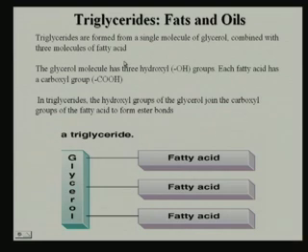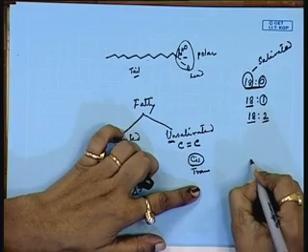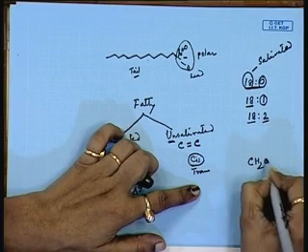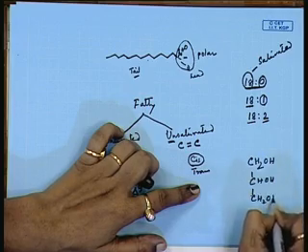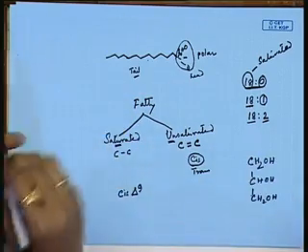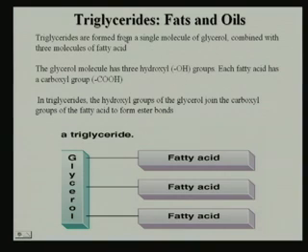Coming to the triglycerides. Triglycerides are formed from a single molecule of glycerol. Now, if we see the structure of glycerol, it is a 3-carbon molecule, CH2OH, CHOH and CH2OH. This is the glycerol moiety. So, in triglycerides, a single molecule of glycerol is combined with 3 molecules of fatty acid. The glycerol molecule has 3 hydroxyl OH groups within it.